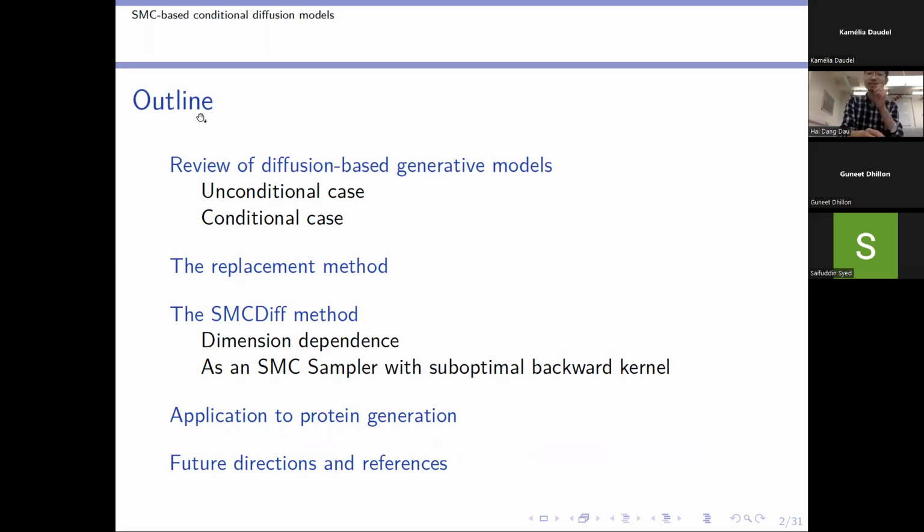It's a method that uses SMC to guide your observations toward the observation that you want to condition on. Then we will try to interpret this SMC-diff method by looking at it dependent on dimension. We also show that the SMC-diff method can be seen as an SMC sampler, but with a suboptimal backward kernel. And the last part, which is actually the main purpose of the paper, is to show some applications to protein generation. Then I will finish with some future directions and references.